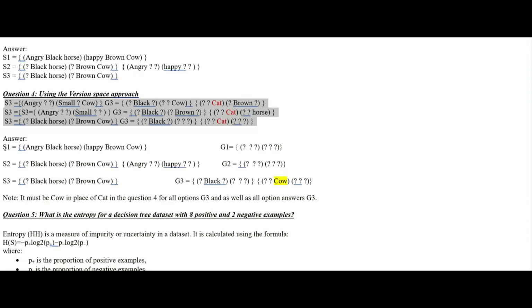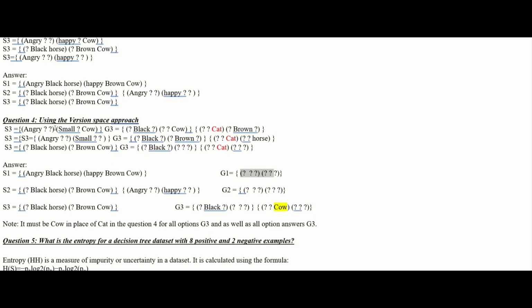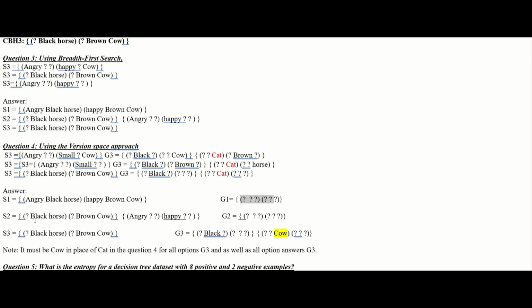Now for G1, that is the hypothesis, we don't know, so we start with question marks for the two sequences. Now S2: we start with whatever we derived in the breadth first search. So first black horse, then brown cow, and angry, question mark, happy, question mark, question mark. Now G2, we don't know this upper one's answer, so we continue with question marks for the two sequences. Now S3 is the same as the earlier one, but here G3 is that.